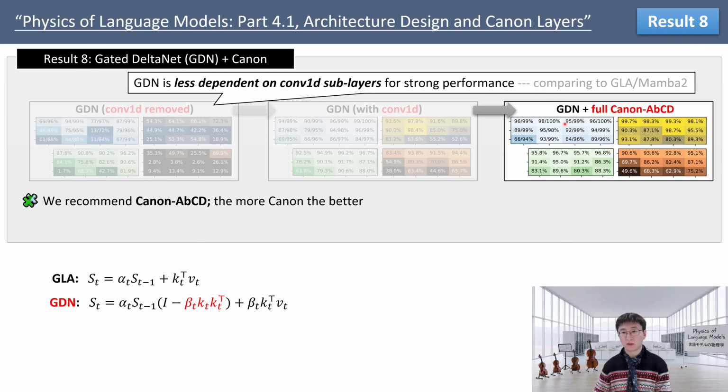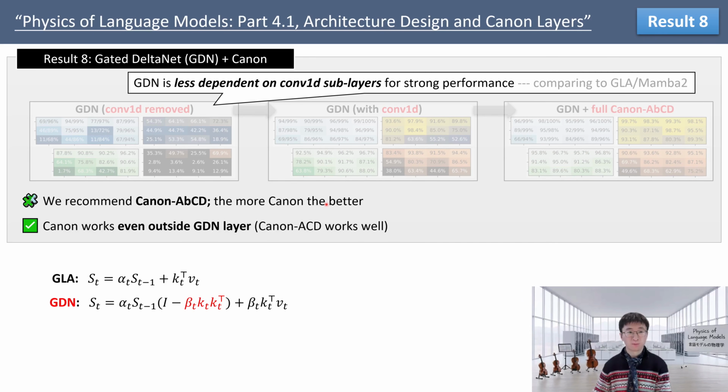And on top of that, if you introduce our full score Canon ABCD, you can further improve its performance in at least 2 out of the 4 directions. So therefore, in the end, we actually recommend Canon ABCD once again on top of GDN, and the lesson was once again: the more Canon layers, the better. And we also tested, for instance, GDN with Canon ACD to show that it has strong performance. So therefore, Canon also works even outside the GDN layer.